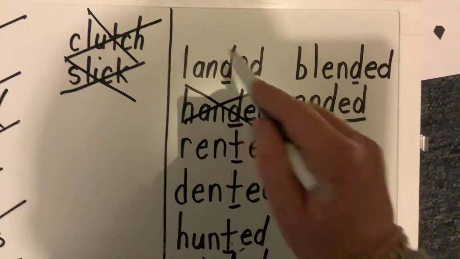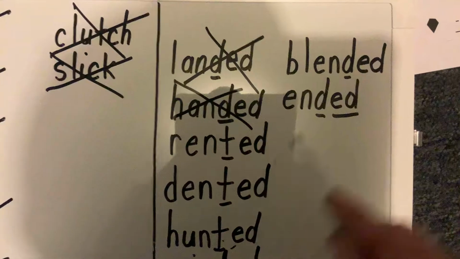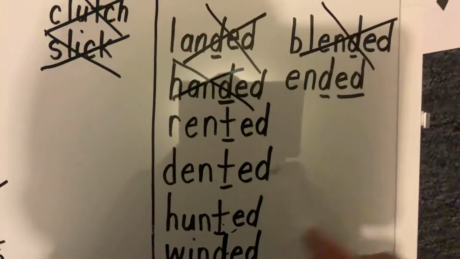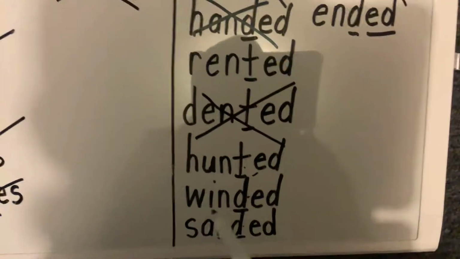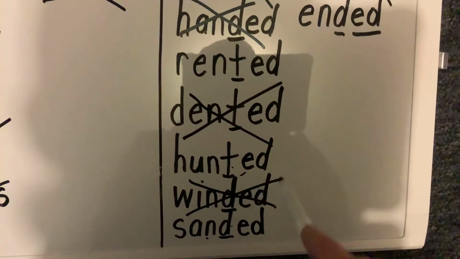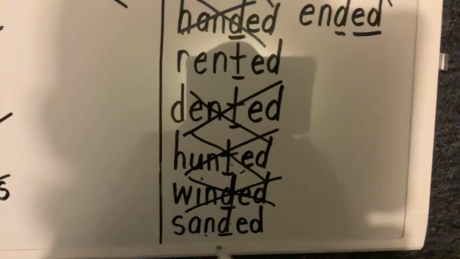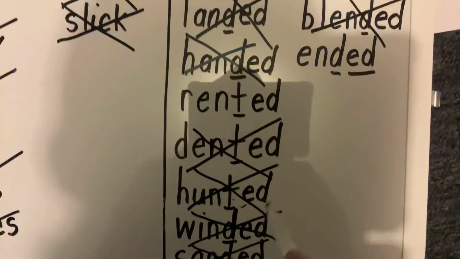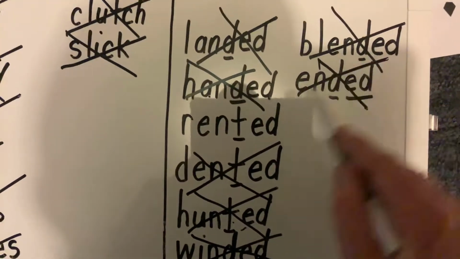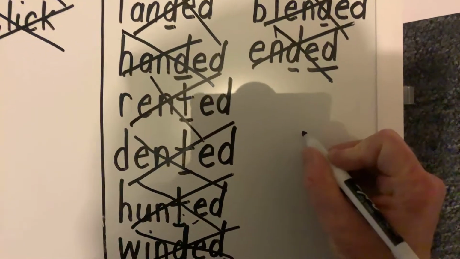Handed, landed, blended, dented, winded, hunted, sanded, ended, rented. So we've learned a lot of suffixes.